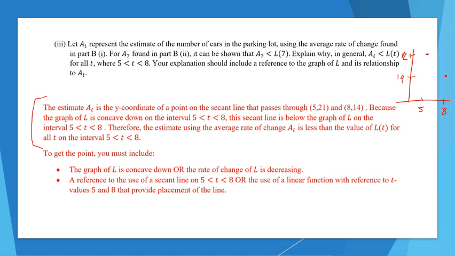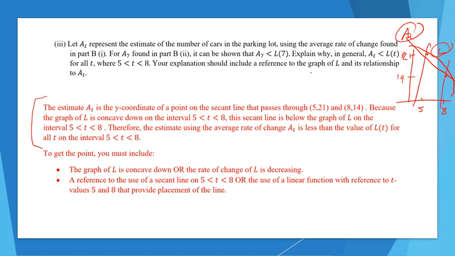So here, if you think about it, (5, 24) and (8, 14), that was that straight line, and then that was the model L, and then this is A of t. And so A of t is just going to be the y-coordinate on that line. Because the graph of L is concave down in between 5 and 8, the secant line is below the graph of L on the interval from 5 to 8. And that's true, right? The secant line is always below L in between 5 and 8.